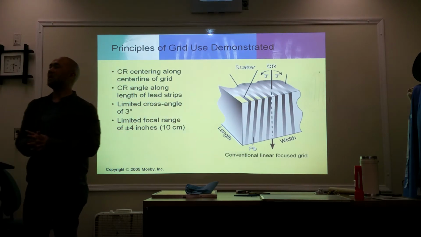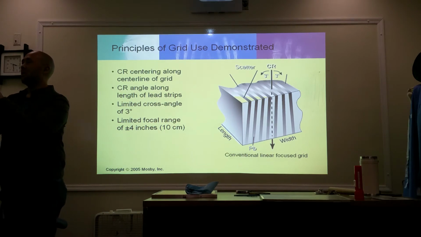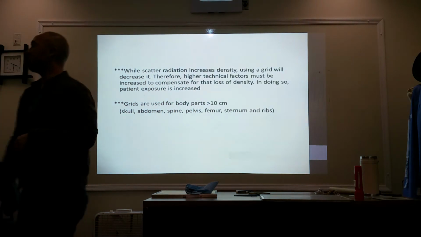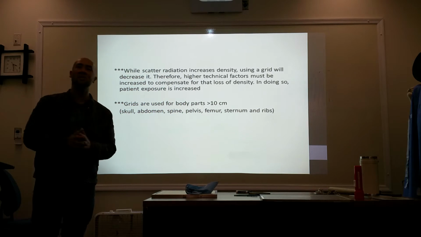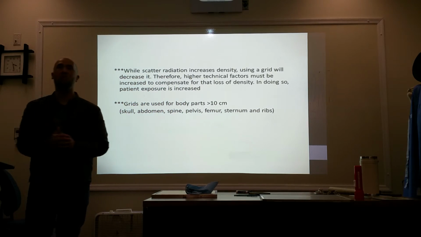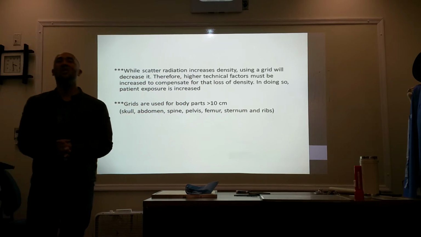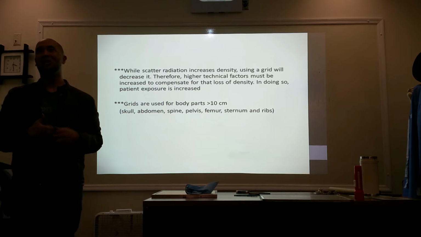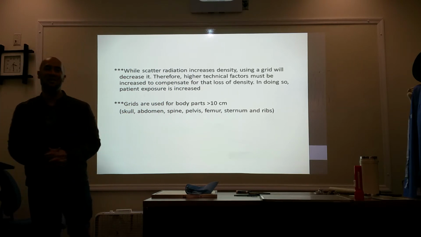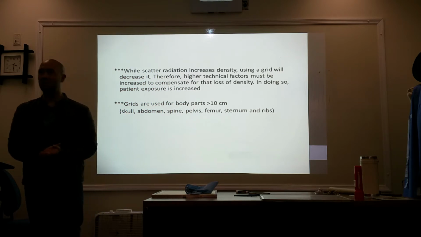Again, the principle of the grid is to absorb any radiation or photons that are traveling in an angular direction. All right? So while scatter radiation increases density, using a grid will decrease it. Because remember, what is the percentage of density that is produced by scatter radiation? 50 to 90%. So if I'm employing a grid and it's absorbing that scatter radiation, what's going to happen to our overall density? It's going to go down, making the image extremely light.